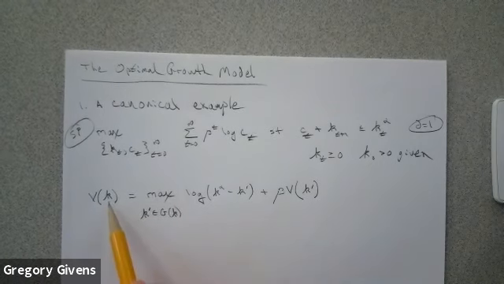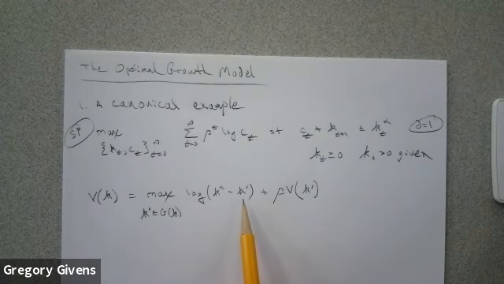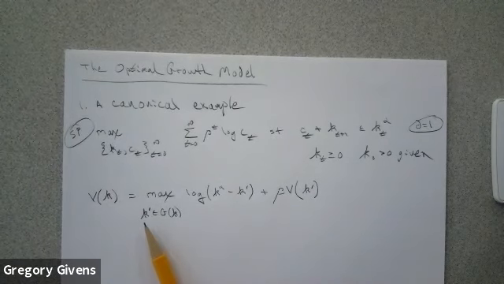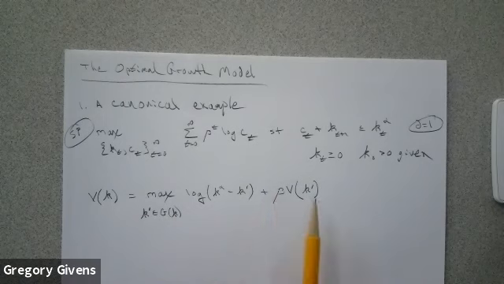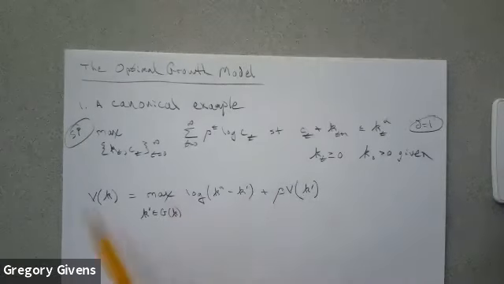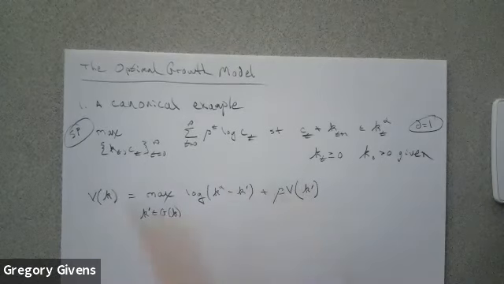So here, K is the state, K prime is the control. And the planner would like to maximize this thing by choosing the value of the control corresponding to this optimal policy function. Now, what makes this maximization problem difficult is that the thing you're maximizing over is what you're trying to maximize in the first place. V is defined recursively here.